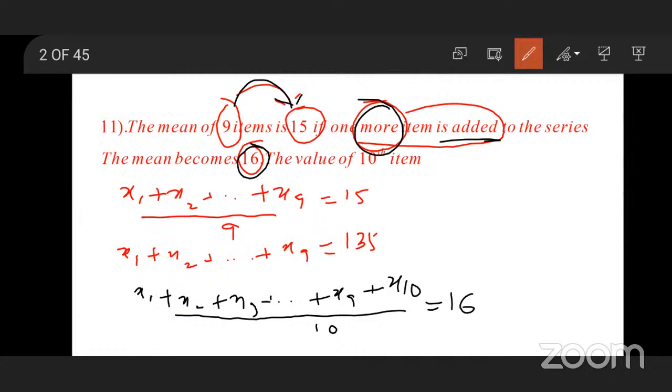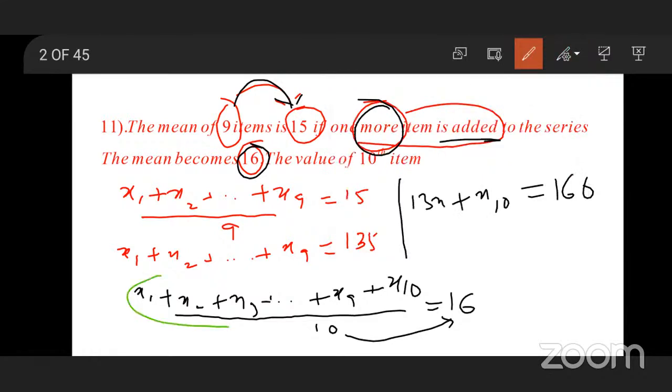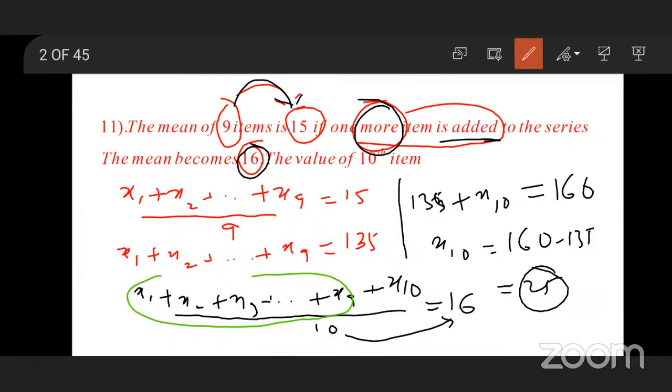Therefore, what is the X10 value? You want the X10 value only. So 135 plus X10, divided by 10, is equal to 16. By cross multiplication, we get 160. But we already know X1 plus X2 plus up to X9 is equal to 135. Indirectly, X10 is equal to 160 minus 135, which is 25. The 10th item is 25, our correct solution.